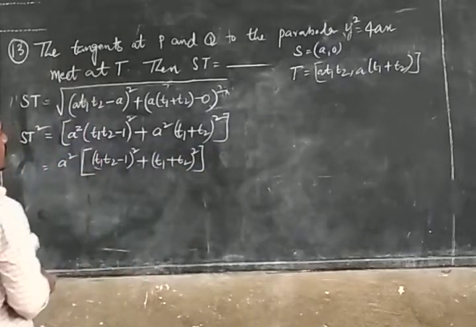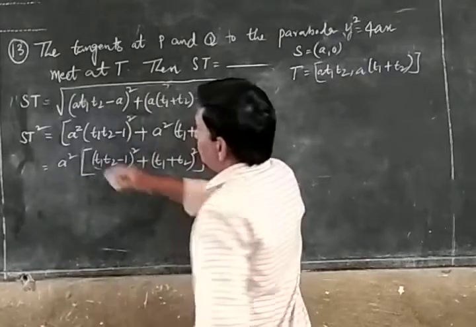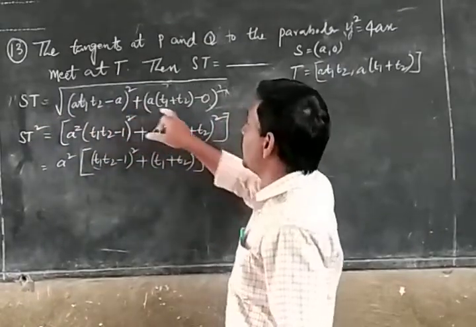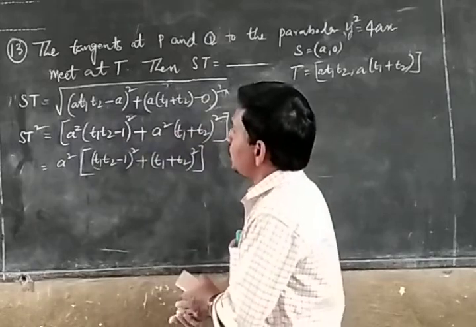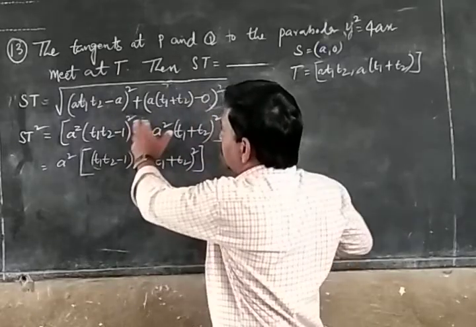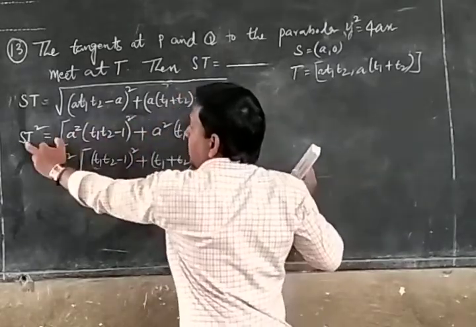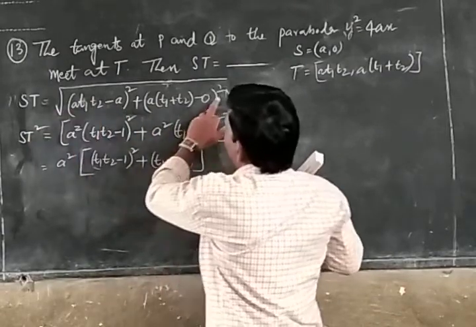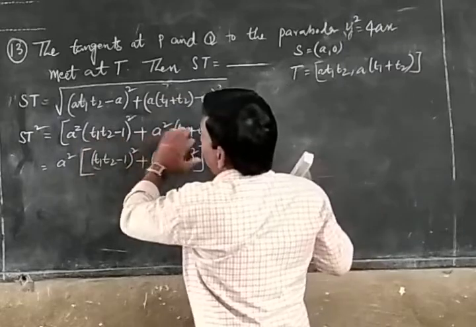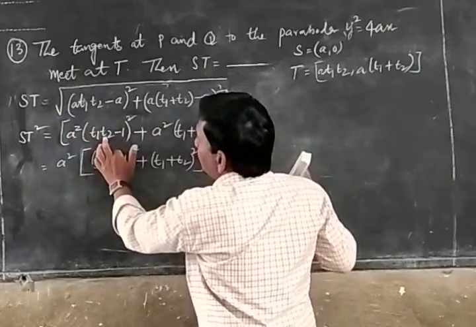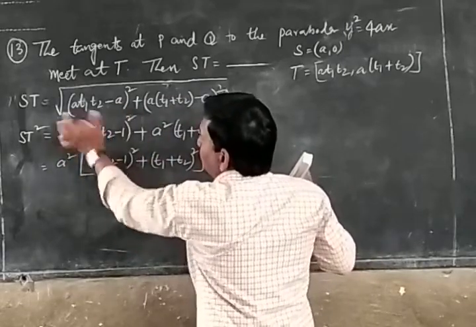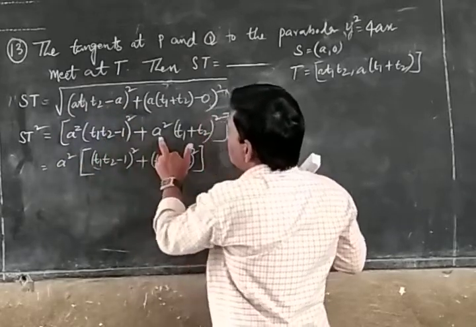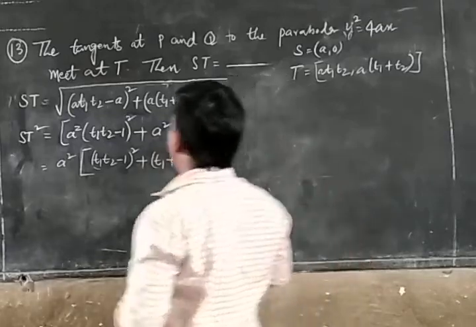Okay, look at the blackboard. So ST equal to root of x2 minus x1 whole square plus y2 minus y1 whole square. So squaring on both sides by eliminating the root, ST square. So here a square is common, taking a as a common, t1 t2 minus 1 whole square, a square t1 plus t2 whole square, individual squares here.